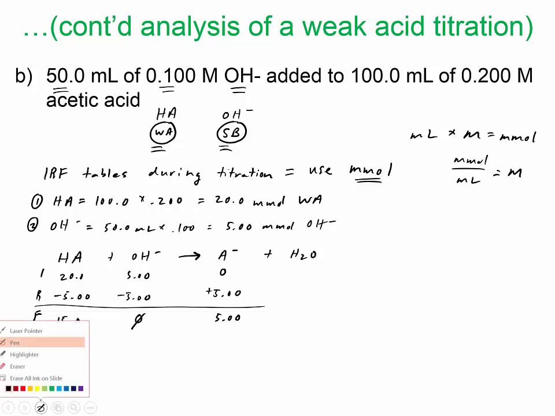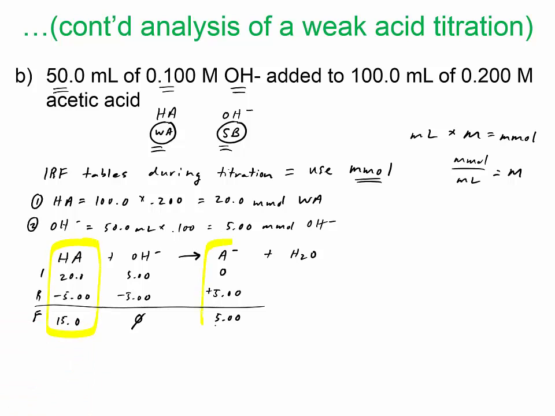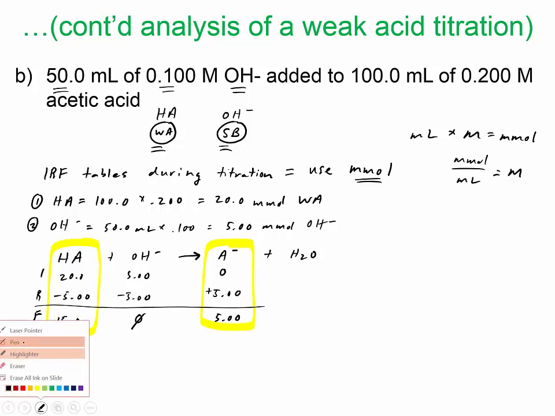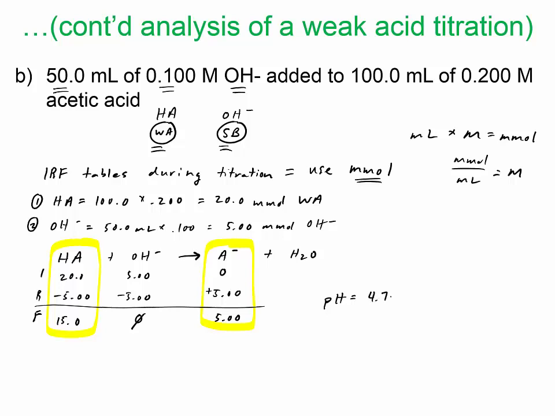So now notice that we have a weak acid and its conjugate. There are no other species present, so we have a buffer right now. And when we have buffers, we can use the Henderson-Hasselbalch equation. So pH equals the pKa, which is 4.74, plus the log of base over acid. So we have to put this over this number: 5.00 divided by 15.0. And so we have a pH of 4.26.